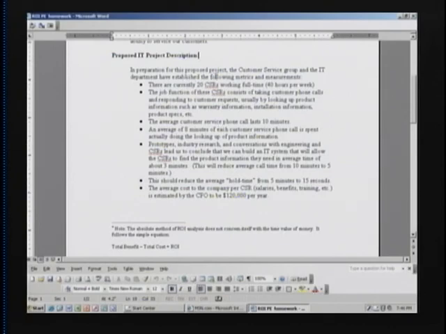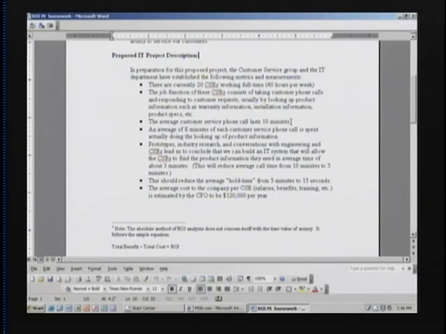In preparation for this proposed project, the customer service group and the IT department have established the following metrics and measurements. There are currently 20 CSRs working full-time. The job function of these CSRs consists of taking a customer phone call and responding to customer requests, usually by looking up product information such as warranties, installation information, product specs, etc. The average customer service phone call lasts 10 minutes. Now that's not including the hold time.